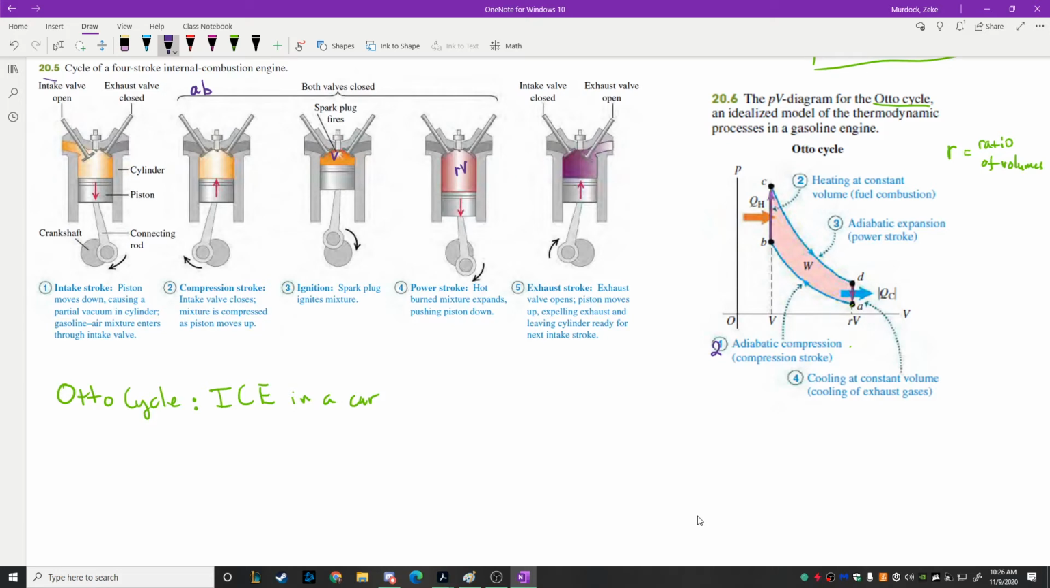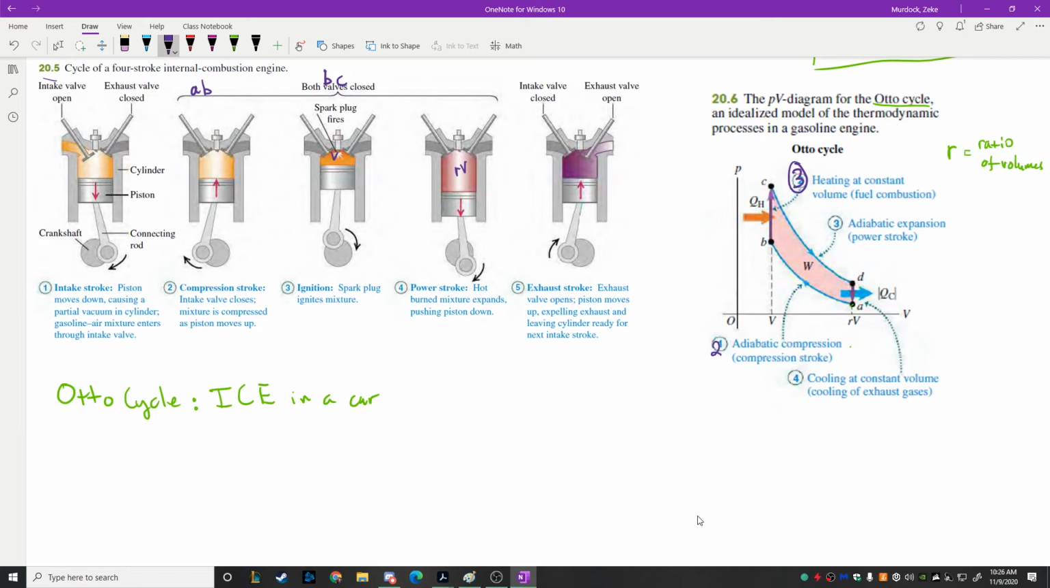When the spark plug ignites it, that's going to be energy coming into the system. So this is going to be B to C. Oops. This is B to C right here. There's heat coming into the system. They're labeling it as 2, but this is 3. And yeah, it's B to C.